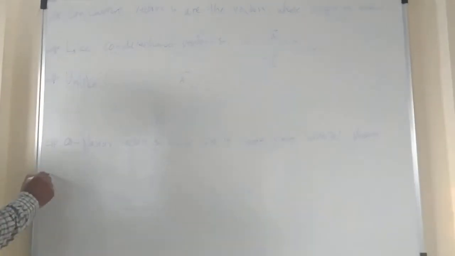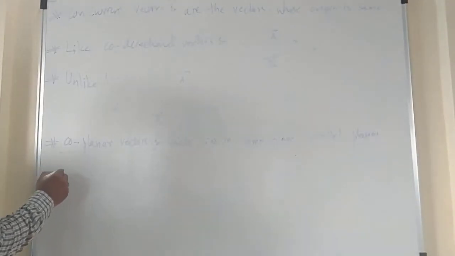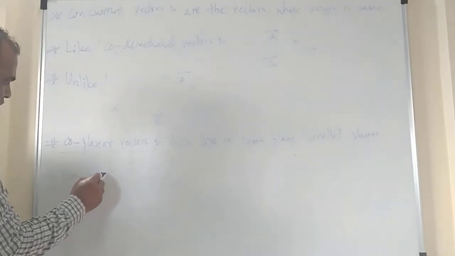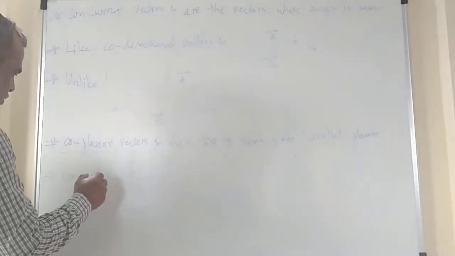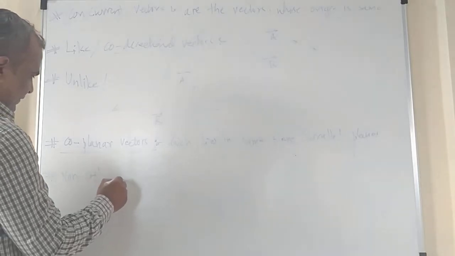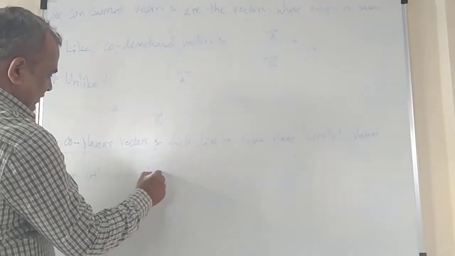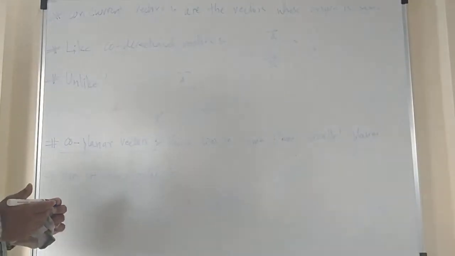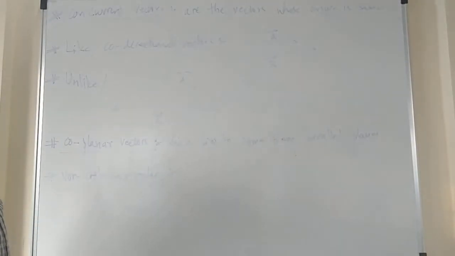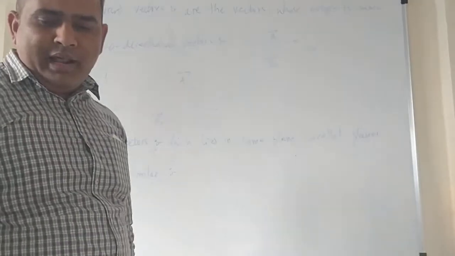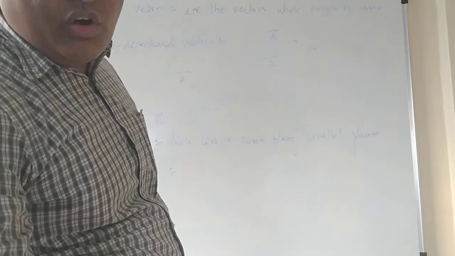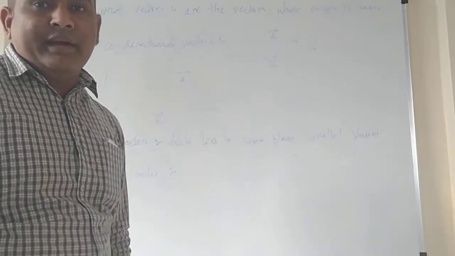And non-coplanar vectors, exactly the opposite definition. What could be the definition of non-coplanar vectors? The vectors which do not lie in the same plane or in a parallel plane, this kind of vectors are called non-coplanar vectors. Got it?